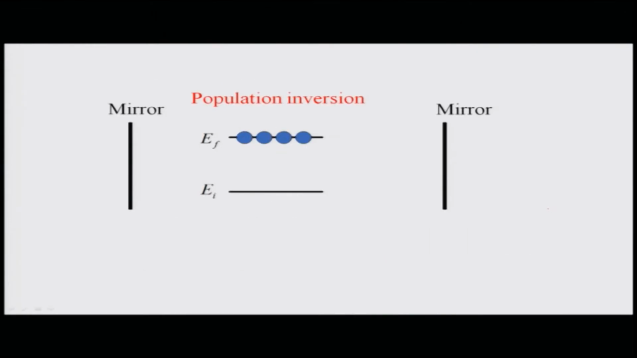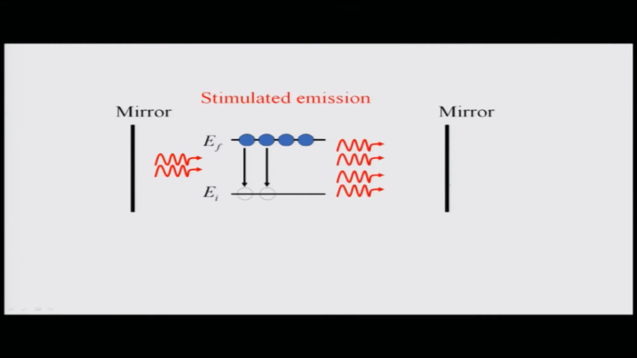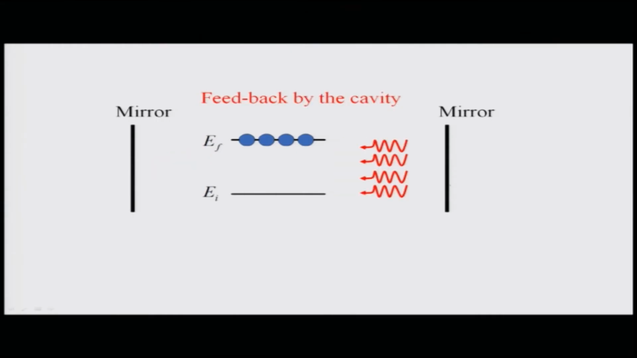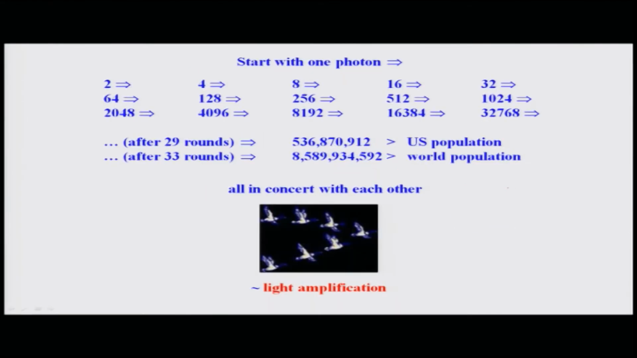A little bit more in terms of how we are looking at it: some ground state and some initial to some final state. We have the cavity in which this is happening. The spontaneous emission takes the photons in the direction which we need, which leads to feedback in the cavity, and after several round trips of feedback you get the laser beam, which is monochromatic, with spatial coherence, temporal coherence and all this.